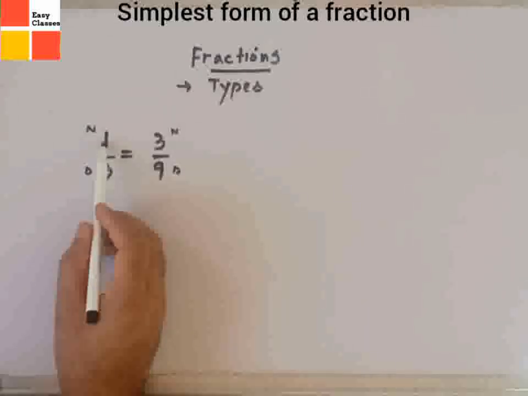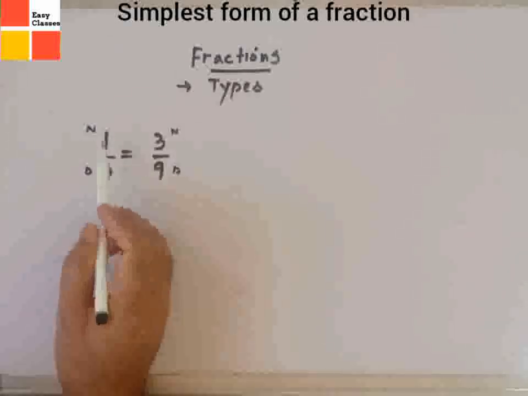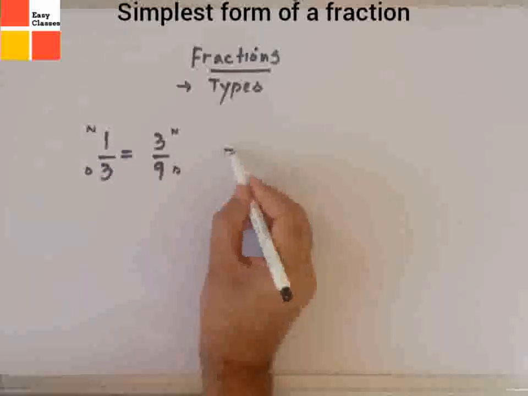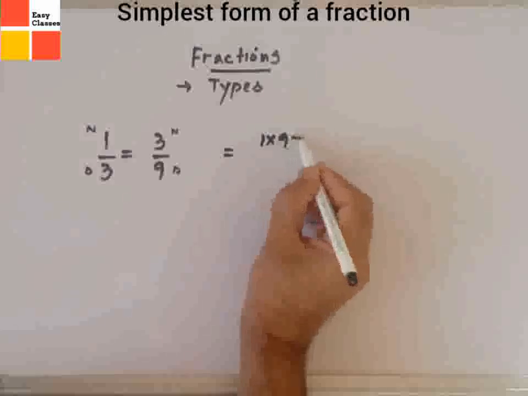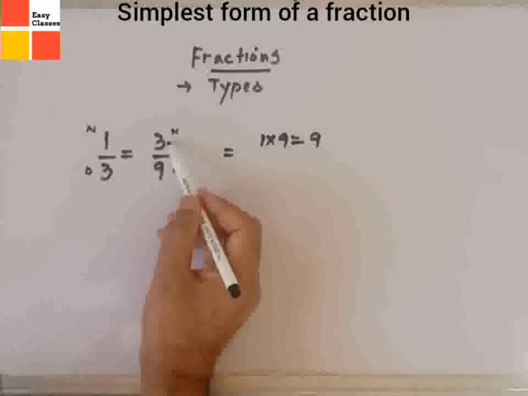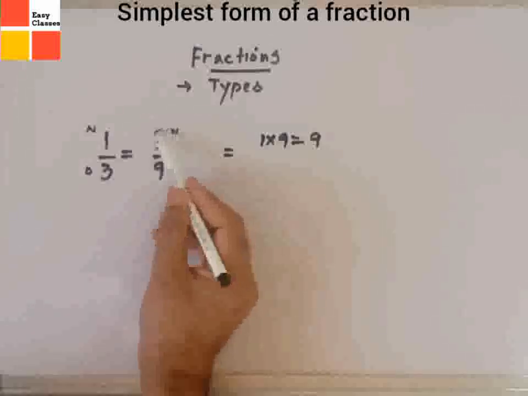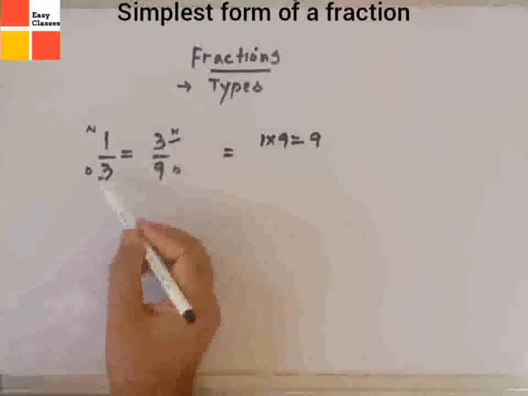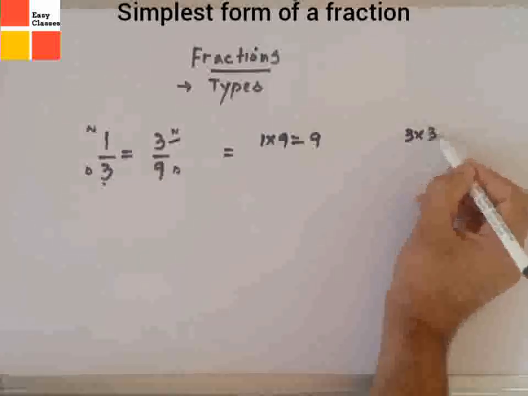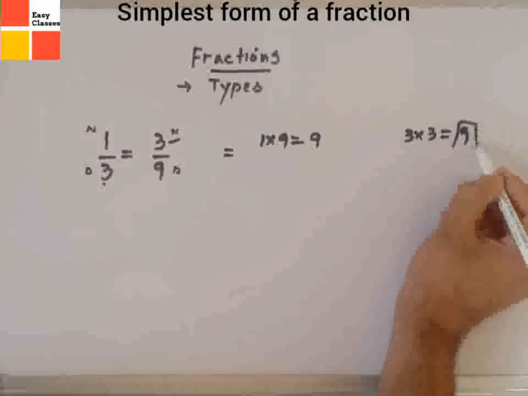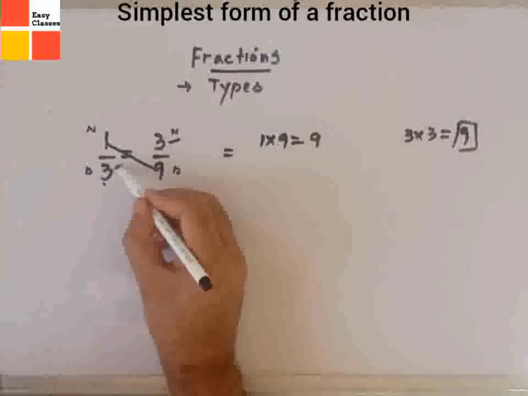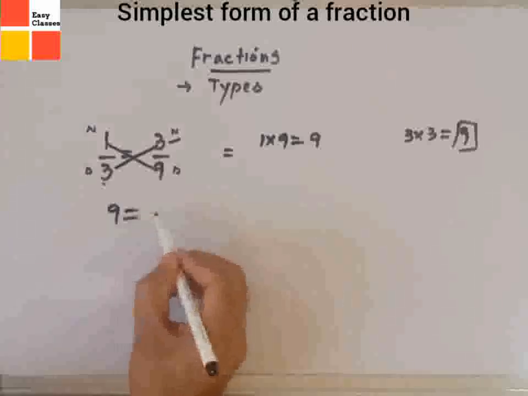If you multiply the numerator of the first fraction with the denominator of the second fraction, that means 1 into 9, that is equal to 9. And then if you multiply the numerator of the second fraction, it's 3, with the denominator of the first fraction, that's again 3, 3 into 3. That will be equal. So multiplying these two and these two, the result will be the same.